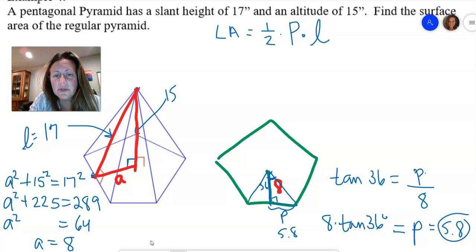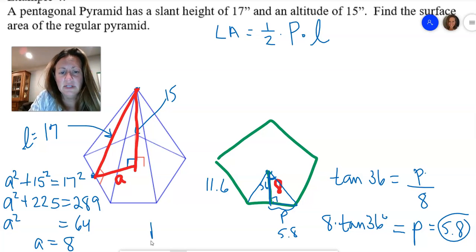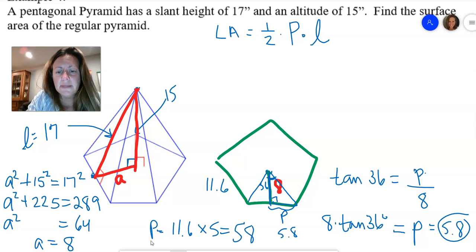To calculate the perimeter of the entire pentagon, I'm going to double that first. So I get 5.8 times 2 is approximately 11.6. That means each side of the pentagon is 11.6. And that means that the perimeter of the pentagon is, so I'm going to put that down here, perimeter equals 11.6 times 5, which is 58. Now I can plug that in for perimeter up here. That's going to be 58.